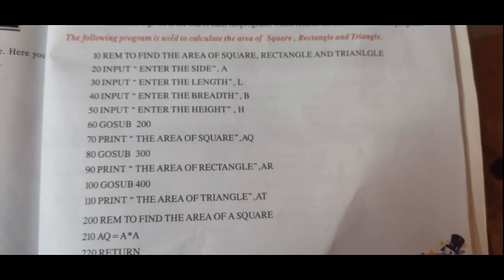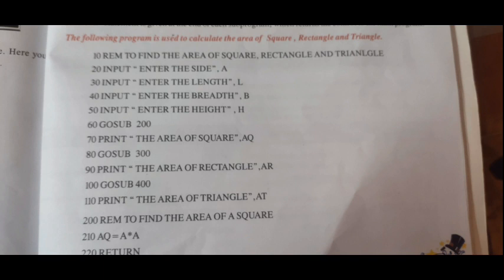See the program. First, line 10 REM to find the area of a square, rectangle and triangle. We know the area of a square is S into S, the rectangle is length into breadth, and the triangle is half into base into height. So we are getting all the inputs at the start: side, length, breadth and height.